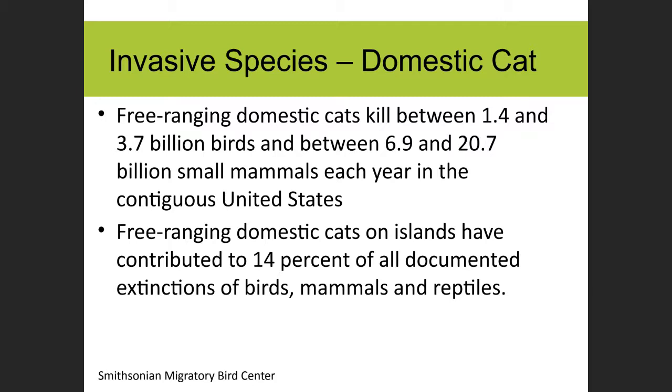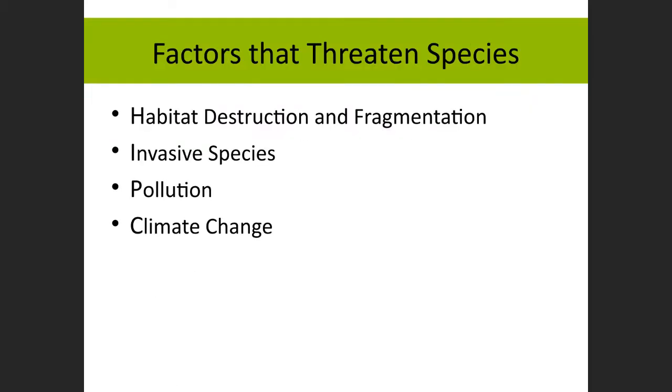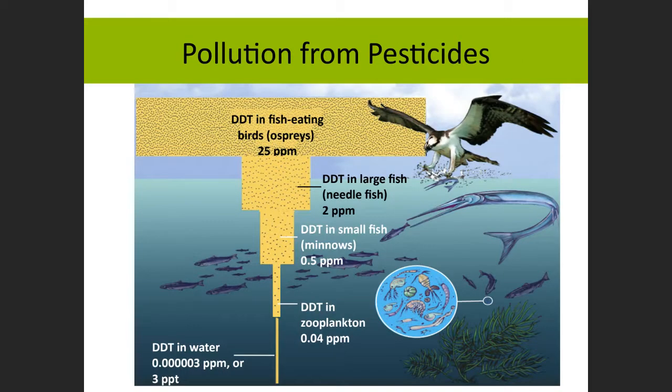Also, don't purchase invasive species of plants. They can crowd out others. So just try to be aware of what you are putting into the environment. A third category of something that threatens species is pollution. Everybody knows what that is. But we'll talk in particular about pesticides.